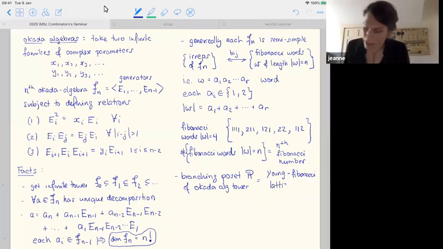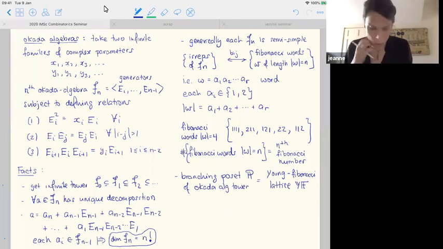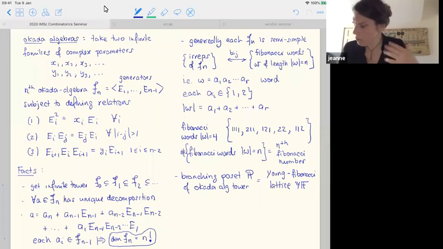So in fact, it's more than just a poset. It will in fact be a lattice. And let me just quickly explain what the combinatorial order relation is.